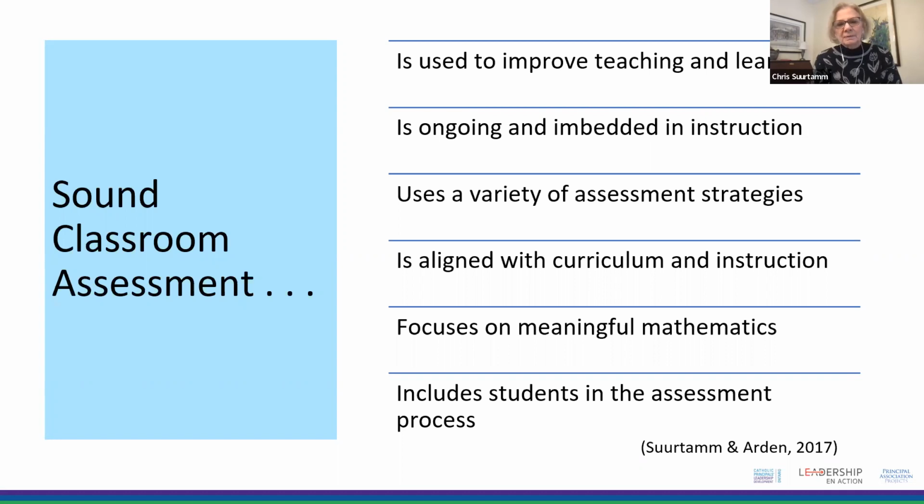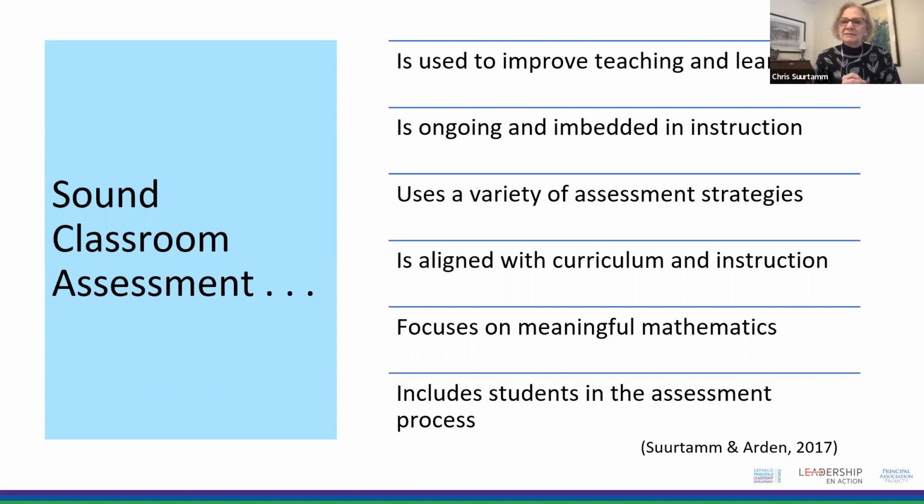Some of the other aspects that we need to think about are that it needs to be ongoing and embedded in instruction. We'll talk a little bit more about that, but assessment is not an event. It is something that occurs all the time, and especially important, again, in a destreamed classroom where we're trying to pay attention to make sure we have culturally relevant pedagogy, which of course includes assessment.